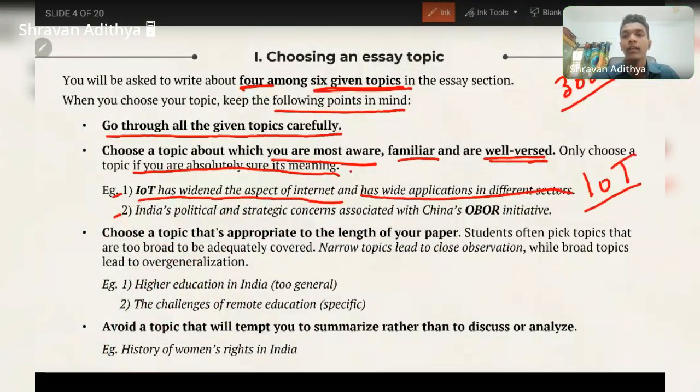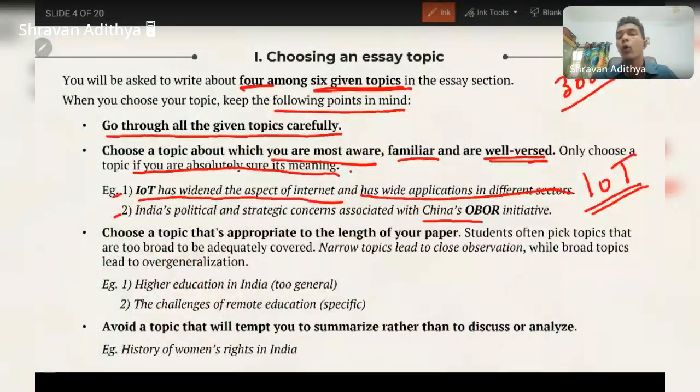UPSC from time to time might not expand certain common abbreviations. So IoT here stands for Internet of Things. It is about how different things can be connected to the internet, and how it has widened the aspect of the internet, etc. So here, in case you don't understand what IoT stands for, you must definitely skip this topic. But if you have a thorough idea about IoT, about its workings, about its different applications, then you can go for it.